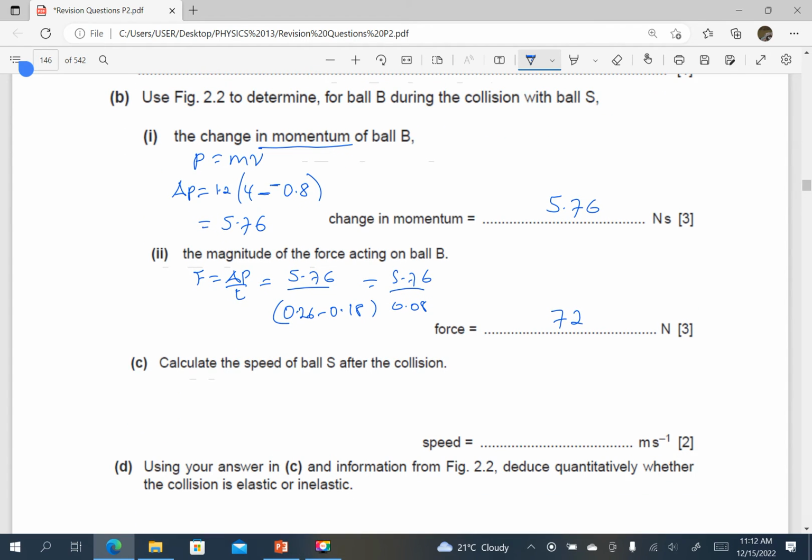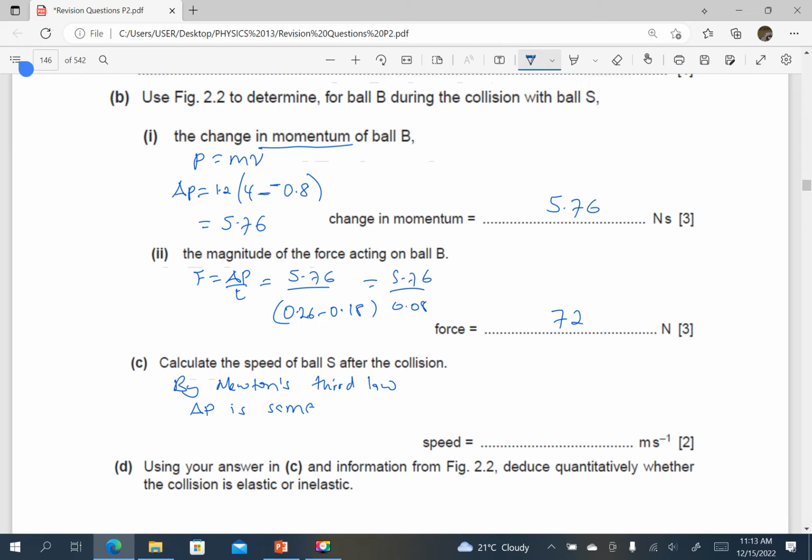Calculate the speed of the ball S after collision. Speed. Now, of course, we employ Newton's third law. By Newton's third law, it means the change in momentum is equal but opposite. So the change in momentum is the same.